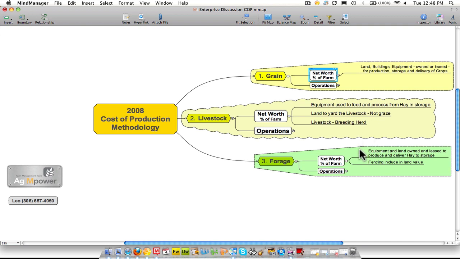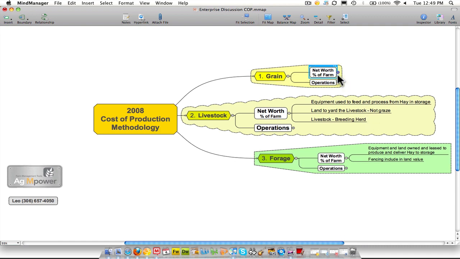Now the third enterprise, its net worth is going to comprise the equipment and the land that is owned and leased to produce and deliver the hay into storage. The process of producing the hay and having a pasture to graze on is in the forage enterprise. The livestock net worth is only going to consist of the hay once it's in storage.